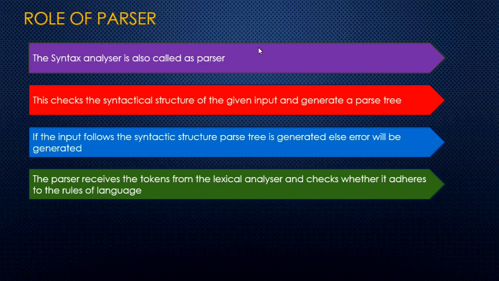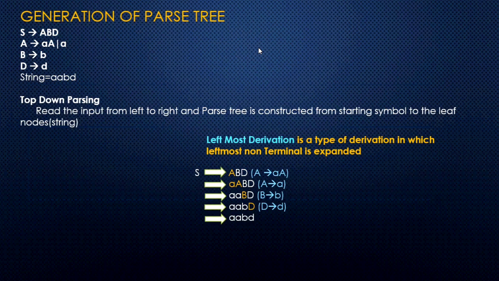Once the parse tree is generated, it is generated in two major types. One is called top-down parsing, and the other is bottom-up parsing. Top-down parsing means we start from the root node and try to construct the parse tree from the root node to the leaf nodes. So this is called top-down parsing.